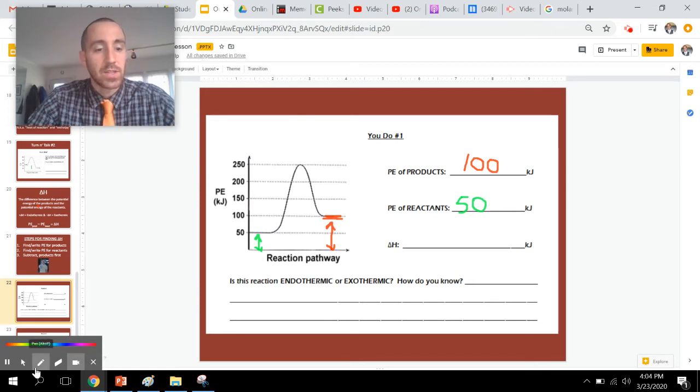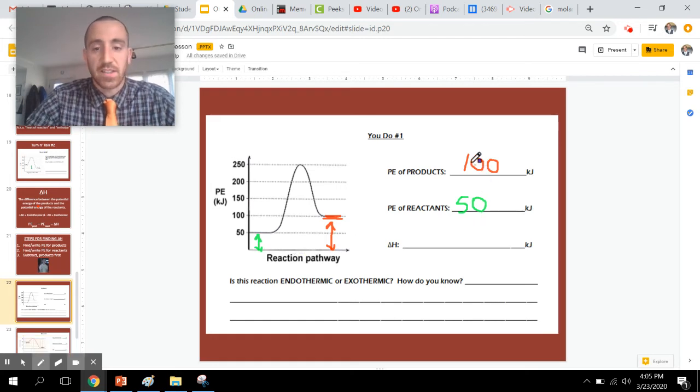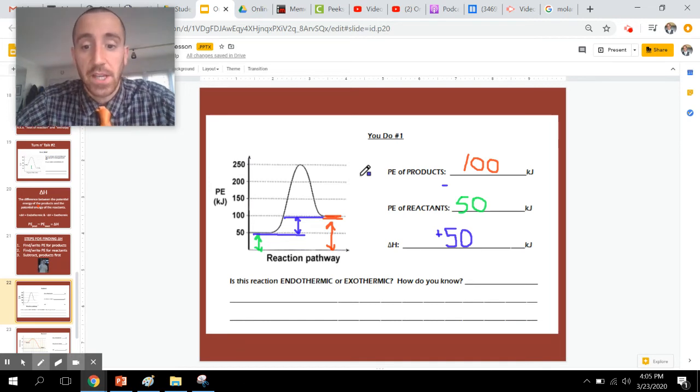Okay. Now I will do the delta H arrow as well in blue. So the rule is it's the potential energy of the products minus the potential energy of the reactants. In this case, it's 100 minus 50. It will be positive 50. Okay. And if I want to draw the arrow, it actually is represented right here. So that arrow, the delta H arrow, goes here. Notice it goes from this line to this line. Okay, so there's my delta H arrow, and it represents 50 kilojoules.